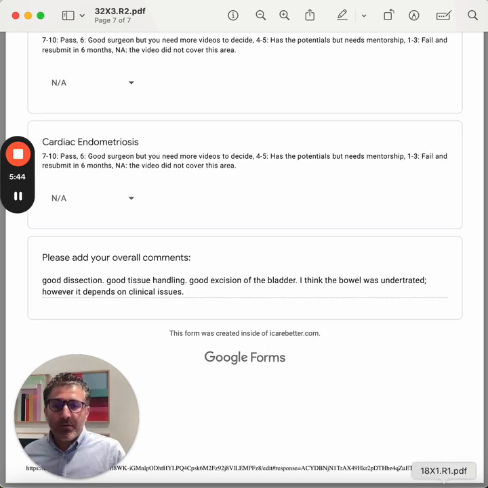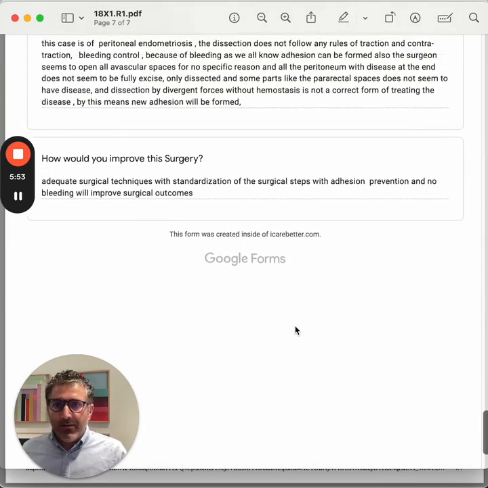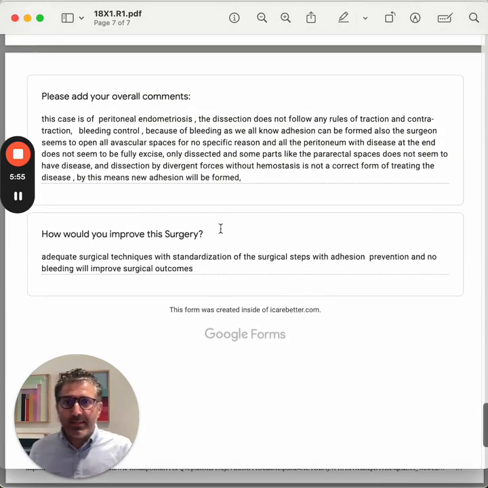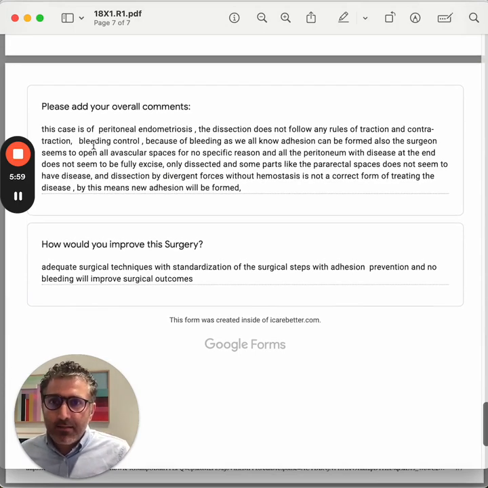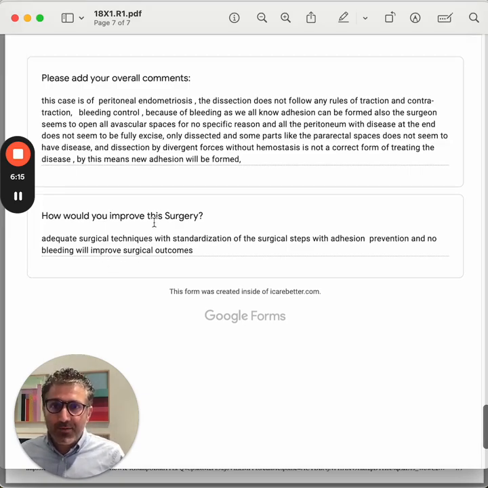Now let's look at one of the reviews that didn't get the best results, though this surgeon obviously improved so much after this review. But I thought maybe I should show you one of the reviews where the surgeon didn't pass. So let's read the comments. This is a case of peritoneal endometriosis. Dissection doesn't follow any rules. You can go and read that. How would you improve this surgery? Adequate surgical techniques with standardization, prevention of bleeding, improve the surgical outcome.